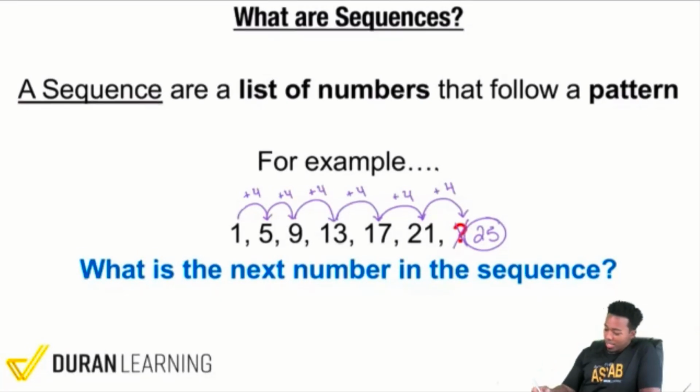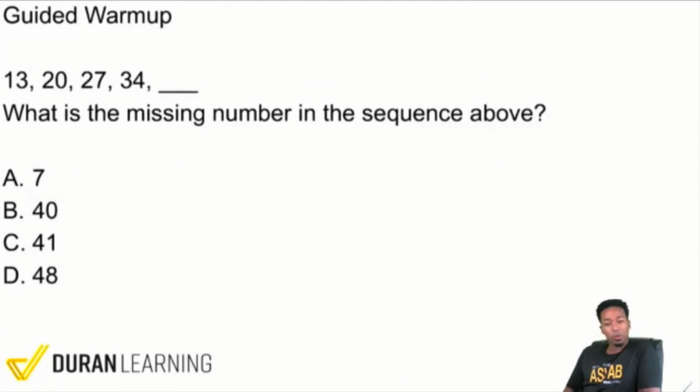So up next, we're going to go ahead and guide ourselves through a little warm up here. So the question reads 13, 20, 27, 34, blank. What is the missing number in the sequence above? What do you guys think?